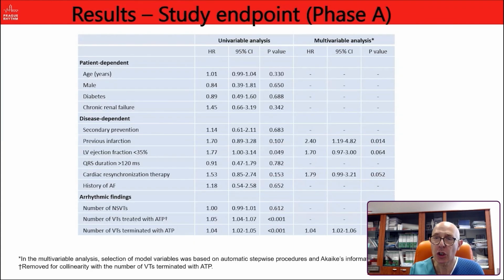Patients that went on to shock were more likely to have suffered from a prior myocardial infarct. And more importantly, we found that among the arrhythmia findings, the number of non-sustained VT episodes was non-prognostic, whereas the number of VTs treated and eventually terminated by ATP was actually very important, as any ATP run that terminated a VT was associated with a 4% higher rate of subsequent shock.